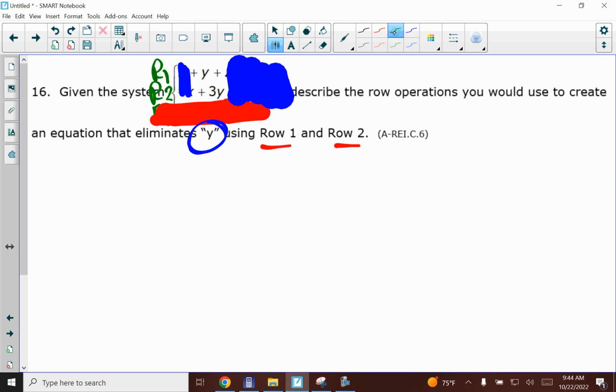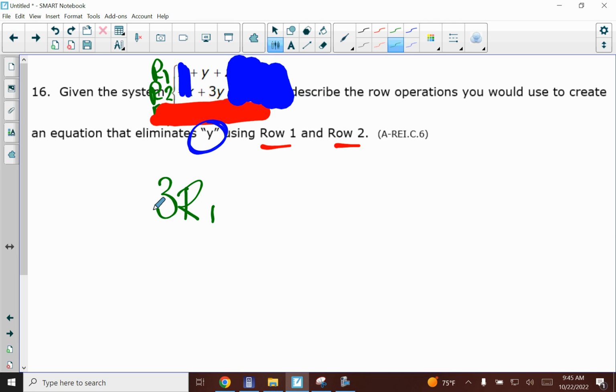So they're asking me, what do I have to multiply in order to get those guys to cancel? Well, if I need these things to cancel, they have to have the same number but opposite signs. So that means that for row 1, I would have to multiply it by 3. Now, if I just multiply by a regular 3, they're not going to cancel because it's going to be a 3y and a 3y.